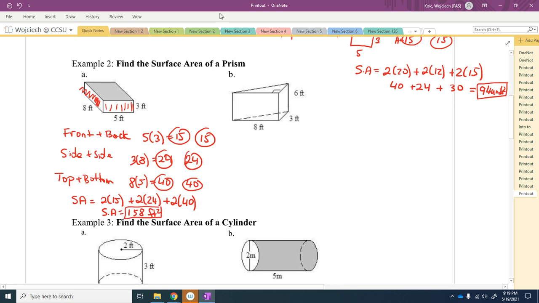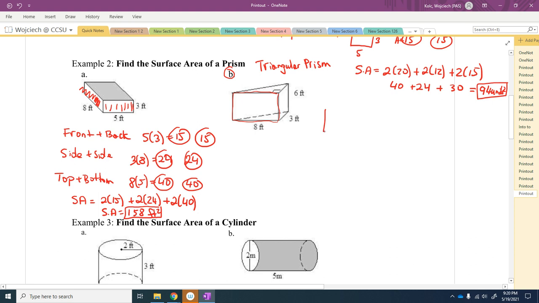Okay. Now, example B is more challenging because this is called a triangular prism, because the base is a triangle. The other two examples were rectangular prisms because the bases were rectangles. So here, the base is a triangle. In this case, maybe let's start with this wall.